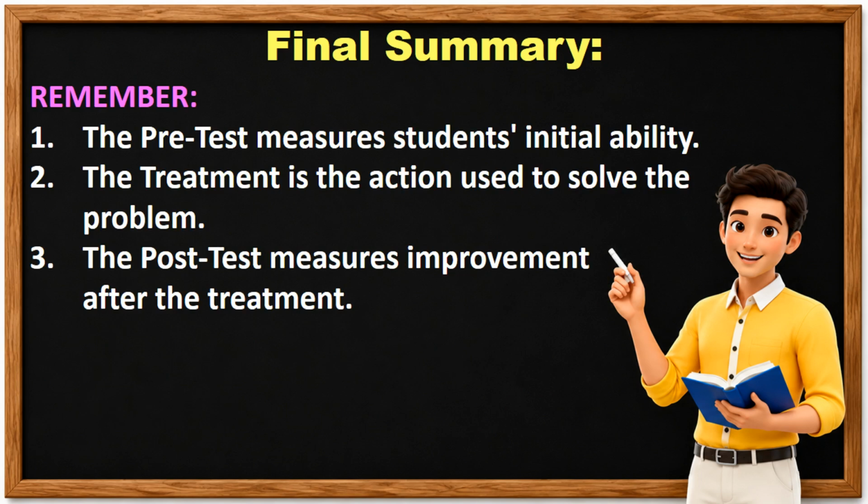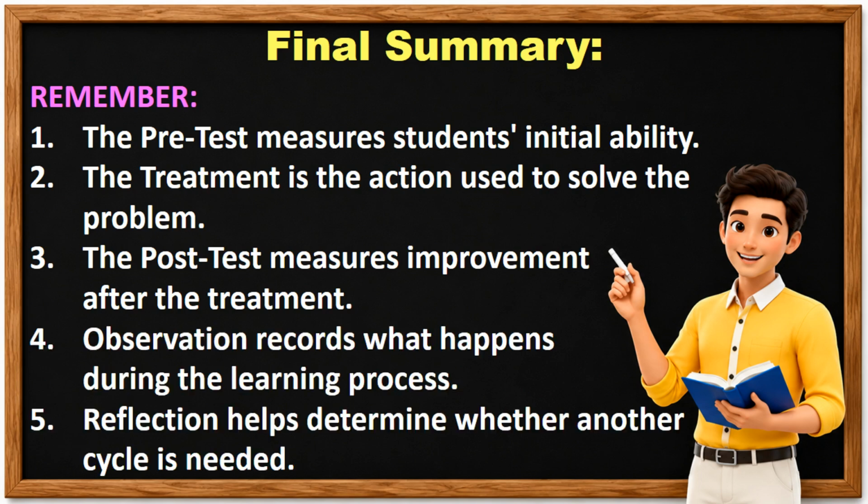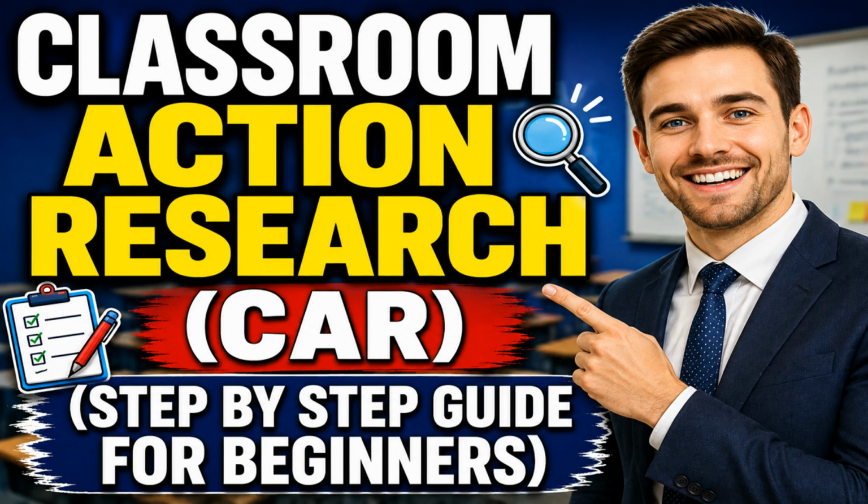Remember. 1. The pre-test measures students' initial ability. 2. The treatment is the action used to solve the problem. 3. The post-test measures improvement after the treatment. 4. Observation records what happens during the learning process. 5. Reflection helps determine whether another cycle is needed. When these components are combined properly, classroom action research becomes a powerful tool for improving both teaching practices and student learning outcomes.